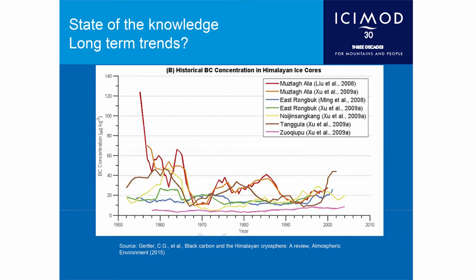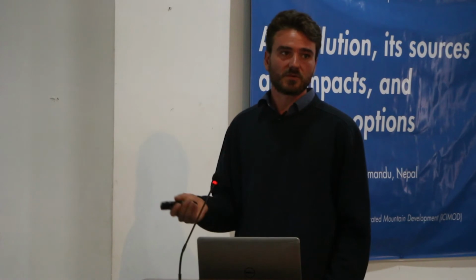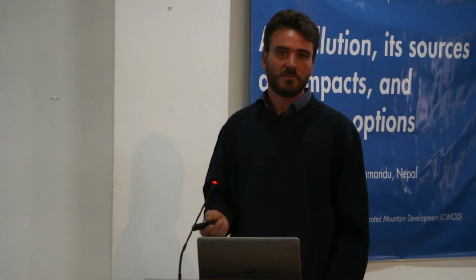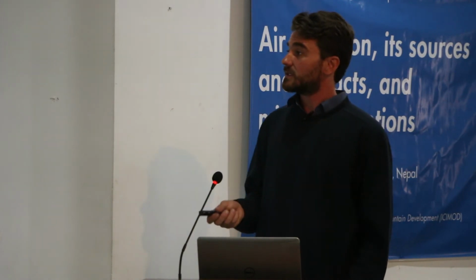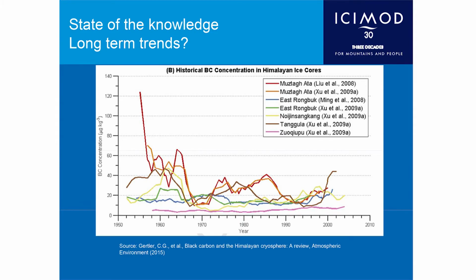So here's an example of black carbon records from ice cores at different places in the Himalayas. This is to pose the question about the long-term trends. Is the black carbon concentration beginning to be higher in the ice or in the snow? So what you see is that there's a lot of variability. And from the yellow curve, the green curve, or the pink curve, you see a little bit of augmentation in the last years. But the tendency is not so clear.